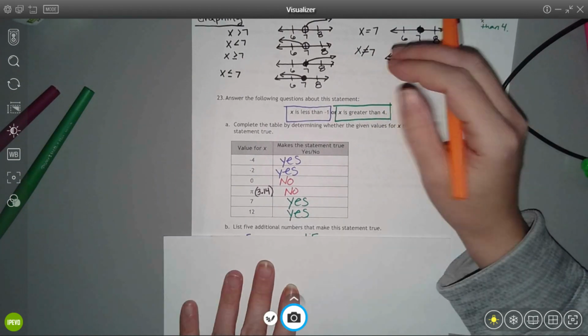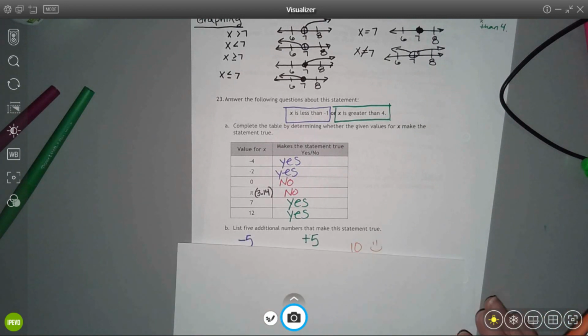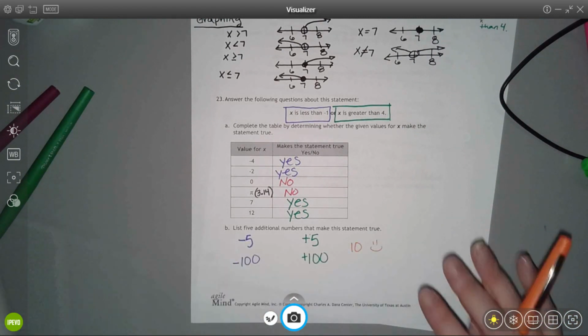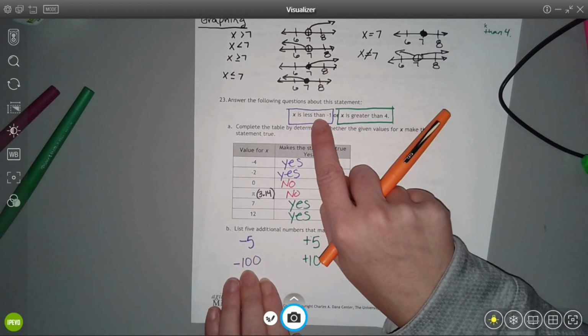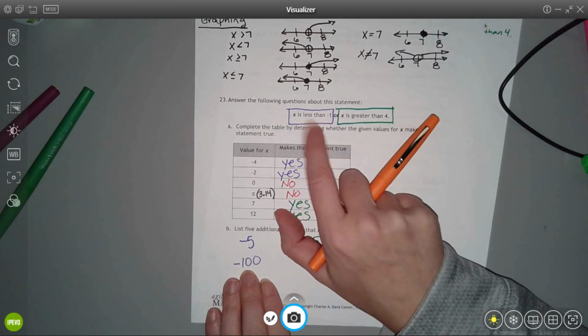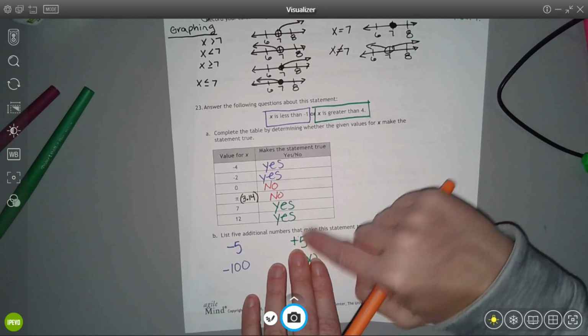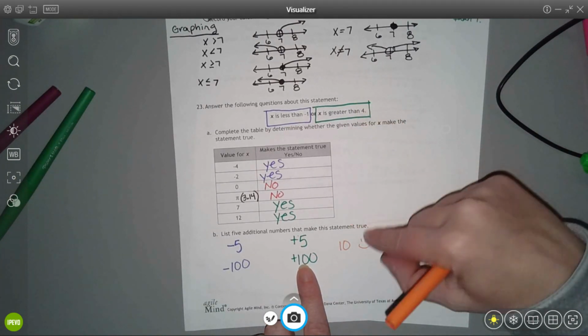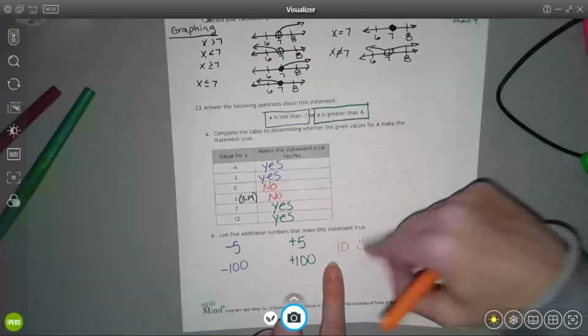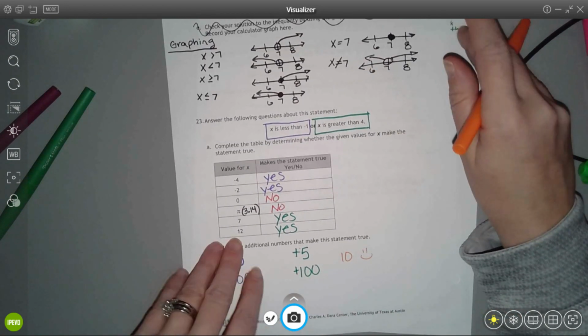They want us to list 5 additional numbers that make this statement true. Okay, so I came up with -5 because that's smaller than -1. -100 is smaller than -1. 5 is bigger than 4. 100 is bigger than 4. And then my fifth one, 10. 10 is a number that's bigger than 4.